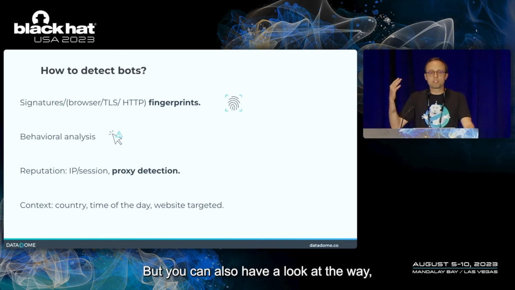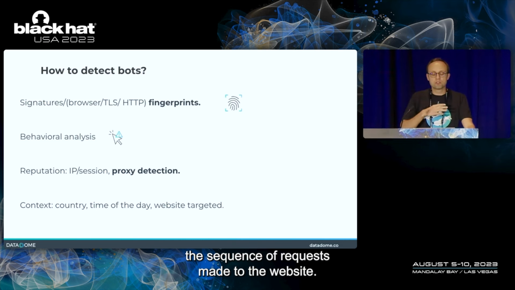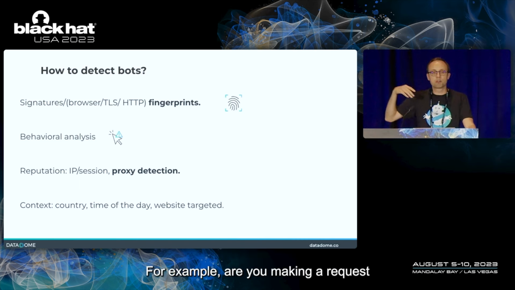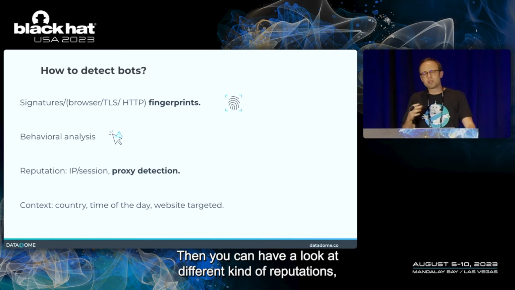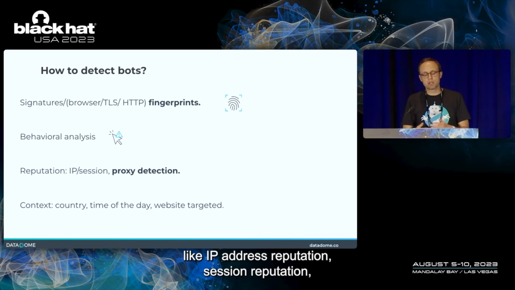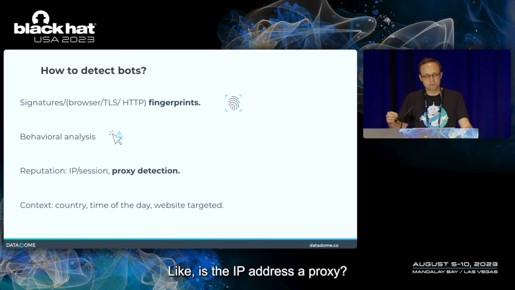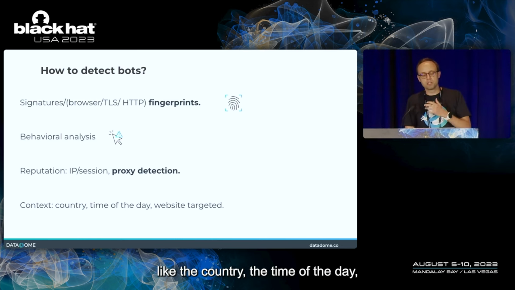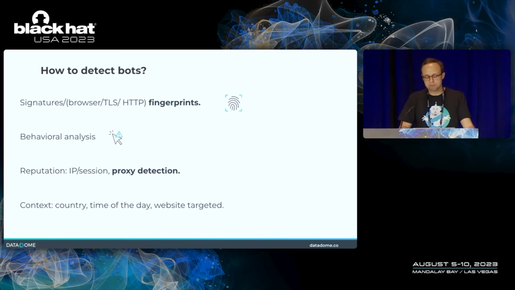But you can also have a look at the sequence of requests made to the website. For example, are you making a request to a product page before doing an add to cart? Then you can have a look at different kinds of reputations, like IP address reputation, session reputation, and proxy detection: is the IP address a proxy? And finally, contextual information like the country, the time of day, the website targeted. Is everything consistent?